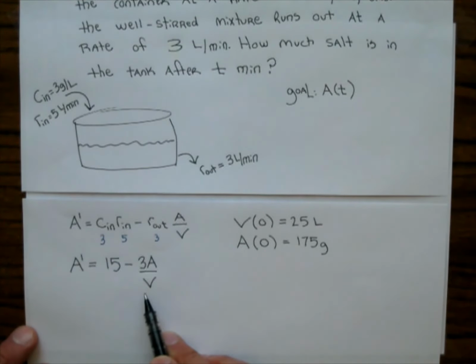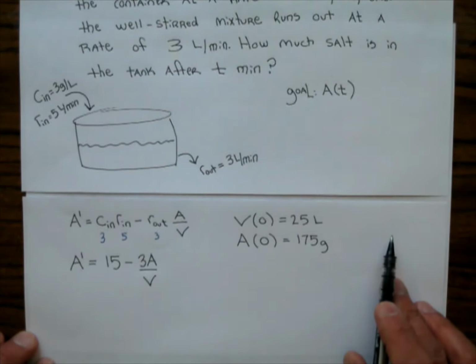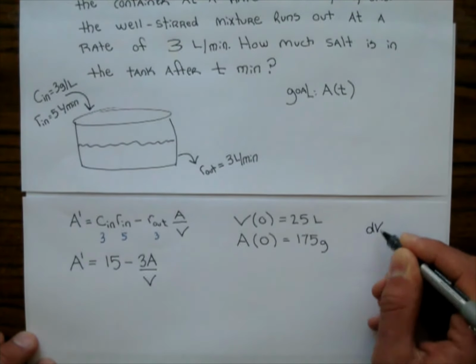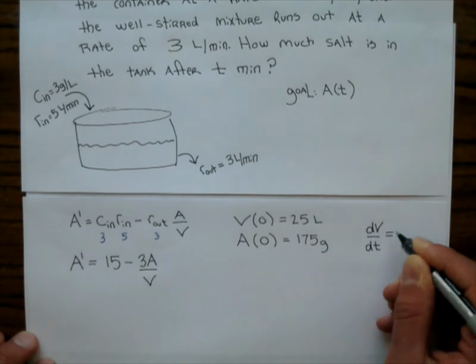And the problem is, in this differential equation, we also have a V, which is a bad thing to have, because now we have more variables than we want. So what I'm going to do, and you'll do this in all your problems, is we have to come up with an equation for V. So I'm going to do that off to the side over here. Now, I don't know what V is, because it is changing, but I do know the rate of change of the volume, dV/dt.